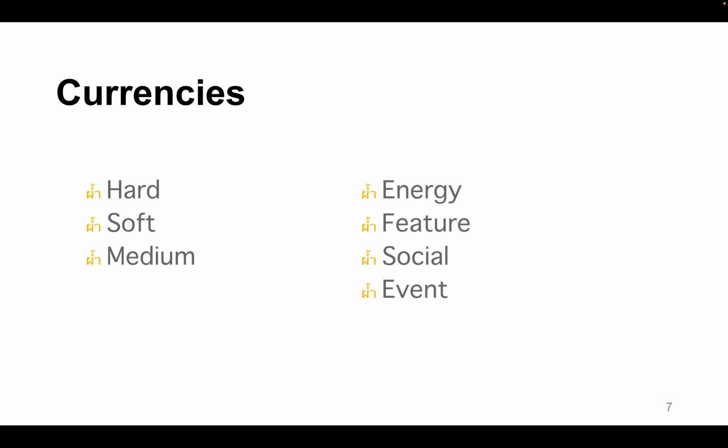Let's make it basic. Hard is cash currency. Soft is basically the currency that you get after every level, maybe, or whatever you do in the game. And medium is more like either collectible or secondary. So in general, there are either two or three currencies. So here are these three.